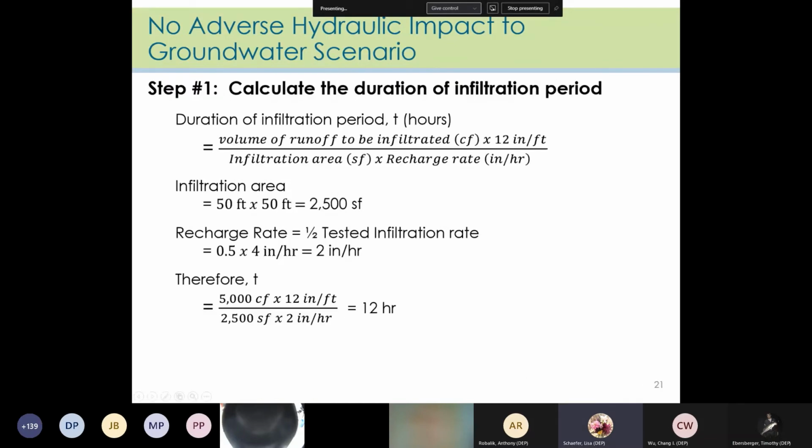So what do we do with this? Well, first off, our soil testing provides our results in inches an hour, so let's use hours for our time values as our unit of measure. We're going to divide the volume of runoff to be infiltrated by the product of the infiltration area and the recharge rate. And then we have to remember that our recharge rate is 1/2 the tested infiltration rate. So therefore, when we go through all of this, the duration of infiltration period is calculated to be 12 hours for this example.